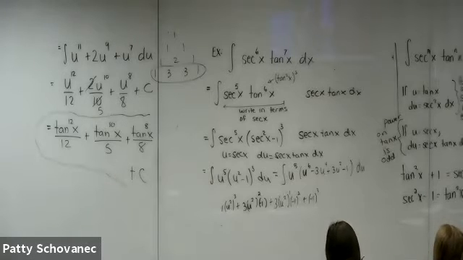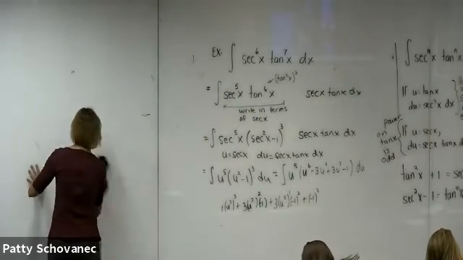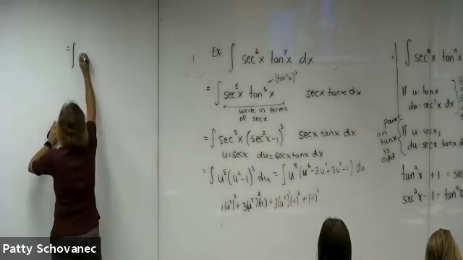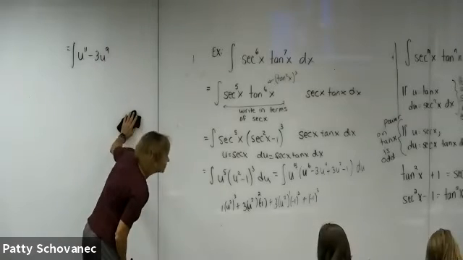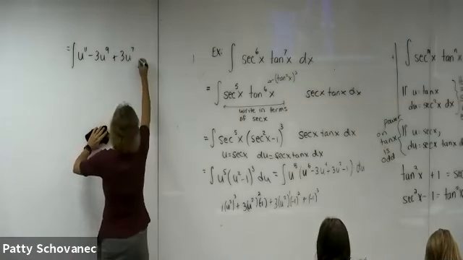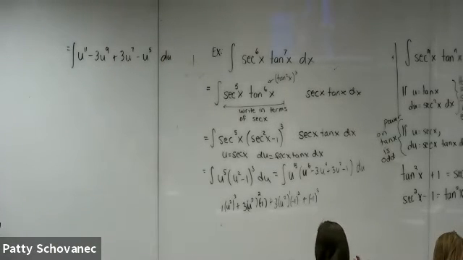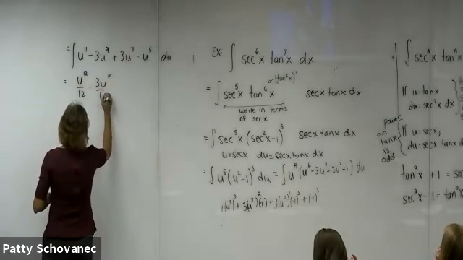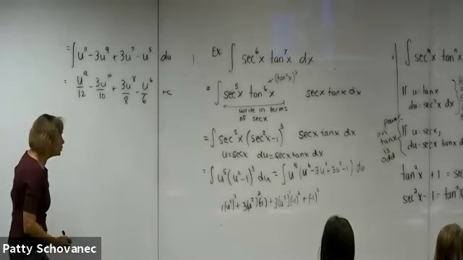Then you multiply through by the u to the 5th and you integrate term by term. So I'm going to multiply through by u to the 5th, then get u to the 11th minus 3u to the 9th plus 3u to the 7th minus u to the 5th du. Add 1 to the power, divide by the new power. We have u to the 12 over 12 minus 3u to the 10 over 10 plus 3u to the 8 over 8 minus u to the 6 over 6. And this time each u is the secant of x.